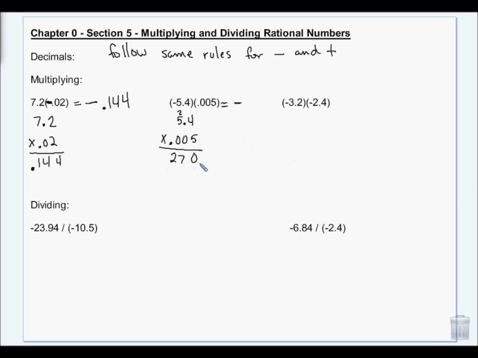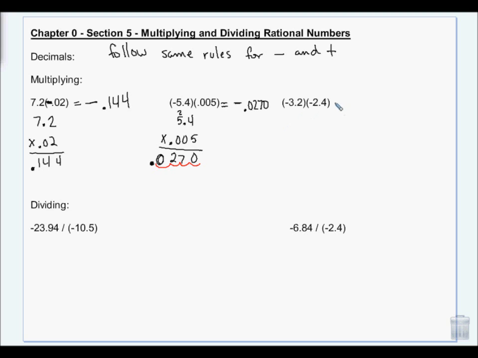But look what happens. If I go 1, 2, 3, 4, I have to put a 0 in there and then my decimal place. So that's negative 0.0270. Mostly I'm concerned with not that you can multiply the decimals, because like I said, most of the time you'll probably have a calculator handy, but that you know that if I multiply 5.4 times 0.005 and one of them is negative, that this has to be negative.